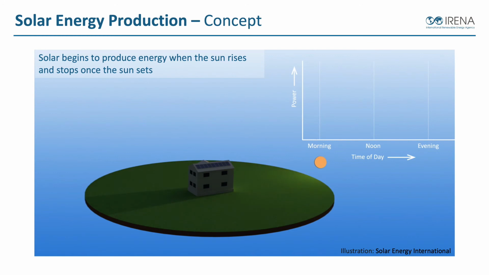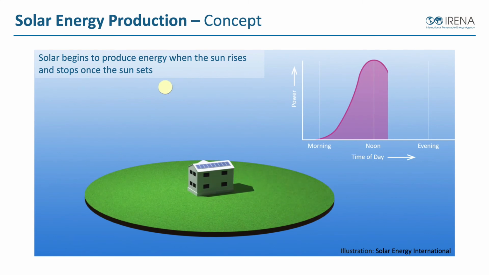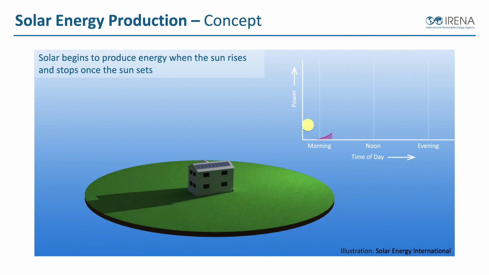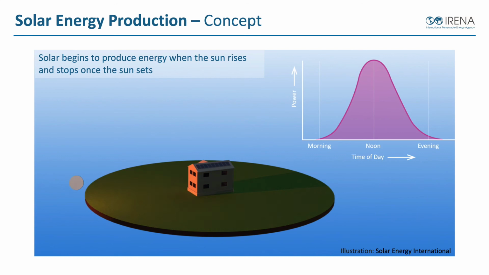When we start to look at solar energy production, solar begins to produce energy when the sun rises and stops when the sun sets. We can see this graph on the right-hand side that has power on the left of the graph and time of day on the bottom. When the sun rises in the morning, as soon as the sun starts to hit the solar array, we'll produce a little bit of power. And as the sun becomes more intense and more direct on the surface of the array, the power goes up. And as the sun sets, the power goes down. That is a typical power curve with the output of a solar array on a typical sunny day.